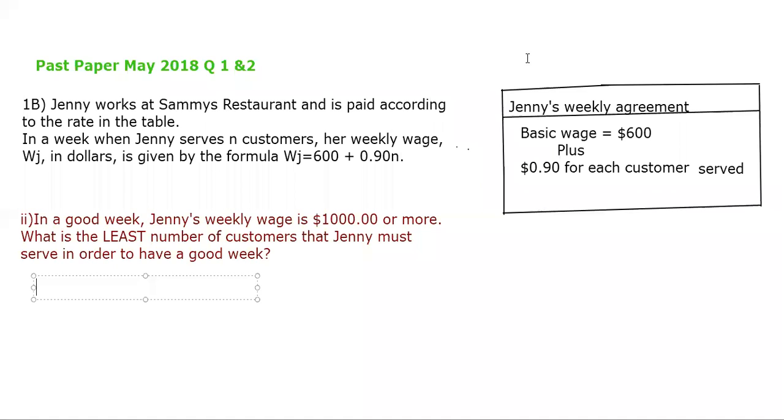Now this question says, in a good week, Jenny's weekly wage is $1,000 or more. Take note of this, $1,000 or more. So it means this is the least amount she would get in a good week. Now, what is the least number of customers that Jenny must serve in order to have a good week? So let's work that out, friends.